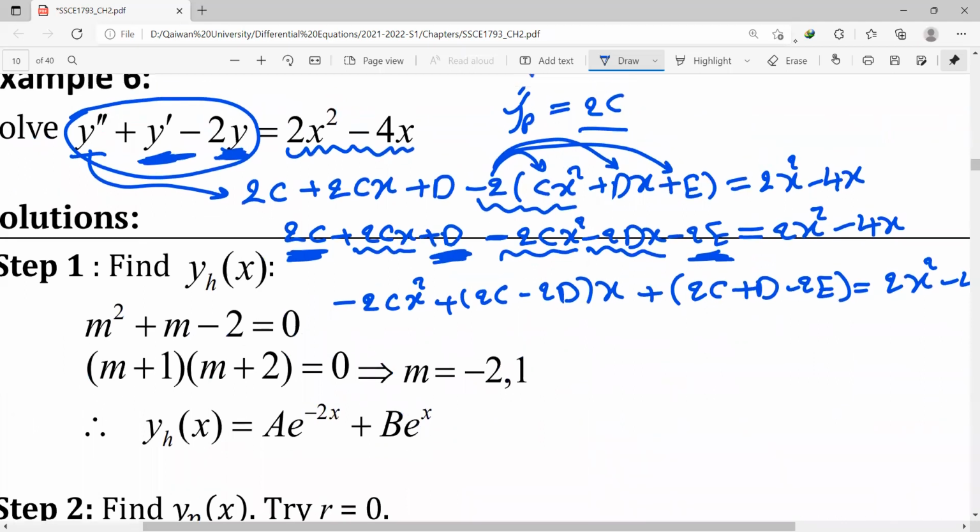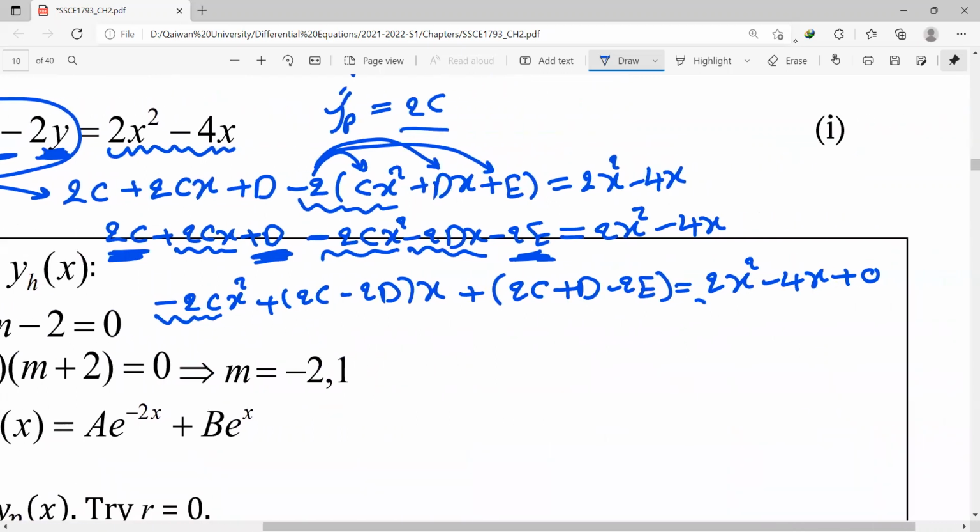Here, the coefficient of x squared is minus 2c. So what's the coefficient of x squared on the right-hand side? It's 2. We equate the coefficients of x squared from both sides.